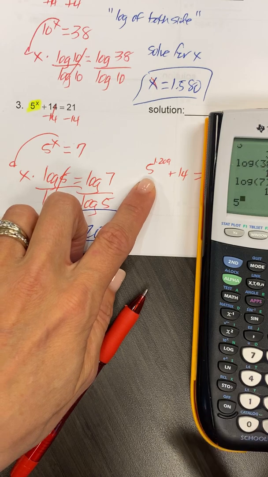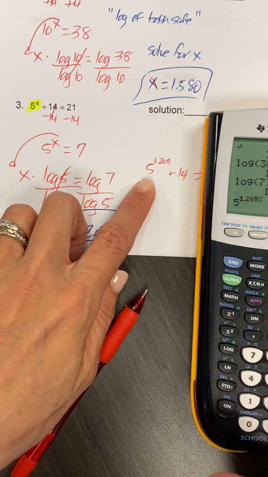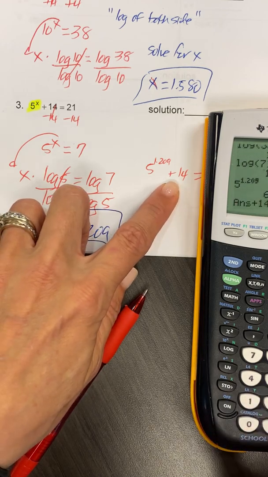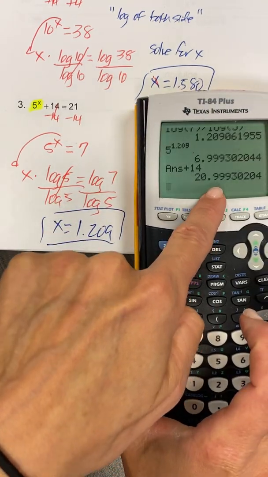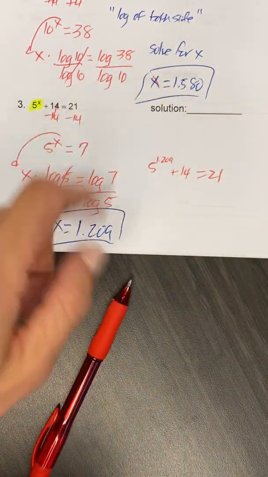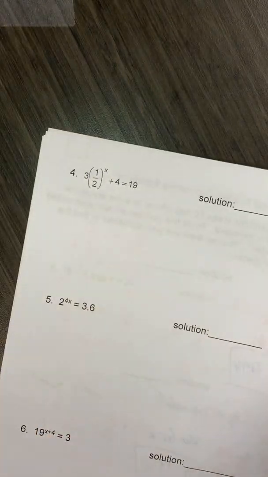5 raised to the 1.209 plus 14. Yep, pretty close, all right? 21? Look at that. Everybody getting the idea? You're going to do the same thing every time. Let's see if any of these are written any different. Oh, yes. Take a look at this one.